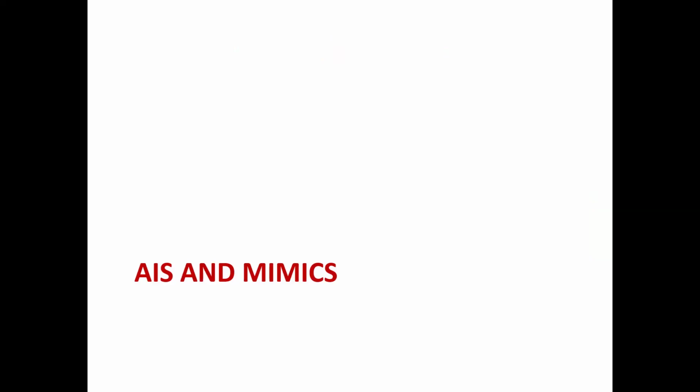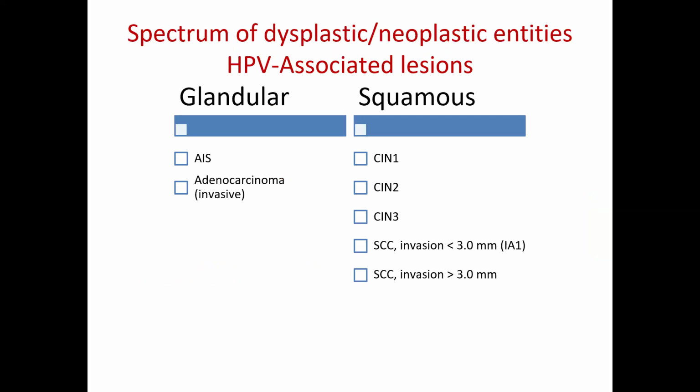So now let us talk about AIS, or adenocarcinoma in situ, and what is the differential diagnosis of AIS. Remember, the problem starts right here. When we talk about HPV-associated lesions, when you talk about squamous epithelium, you have a very wide spectrum of changes. You have CIN1, we know what that looks like. CIN2 with mitosis. This is with koilocytic atypia. Here you start to see mitosis going in the upper half. Here you have mitosis filling the entire thickness of the epithelium.